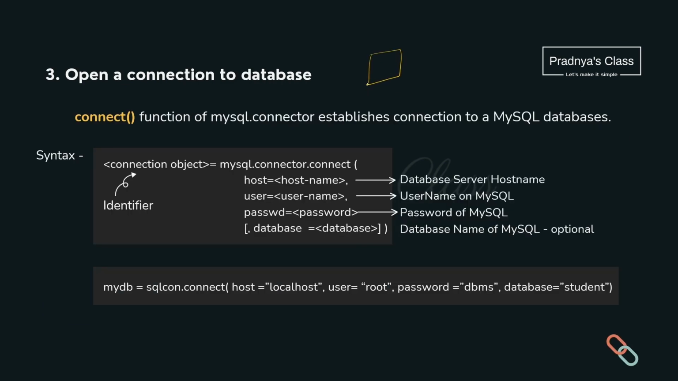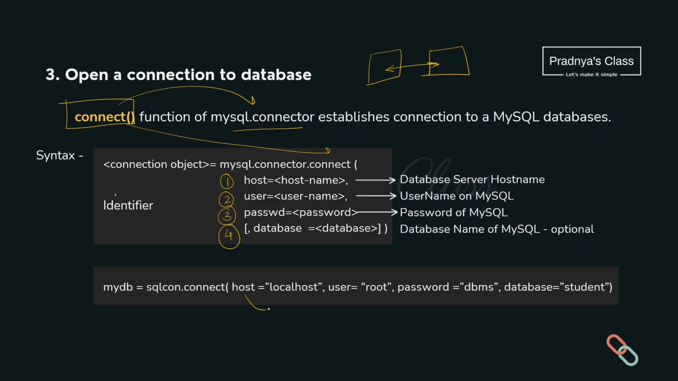Now we are establishing the connection between MySQL and Python. For that we will be using the connect function of this module, mysql.connector. The connect function takes 4 parameters. The first one is host, second is user, third is password, and fourth is database. We need to just keep in mind that host will be localhost and user will be root. These two values will be fixed. But what about the password? This is the password which you entered while installing the MySQL software. No need to worry about these 3 parameters. Generally it will be mentioned in the question.